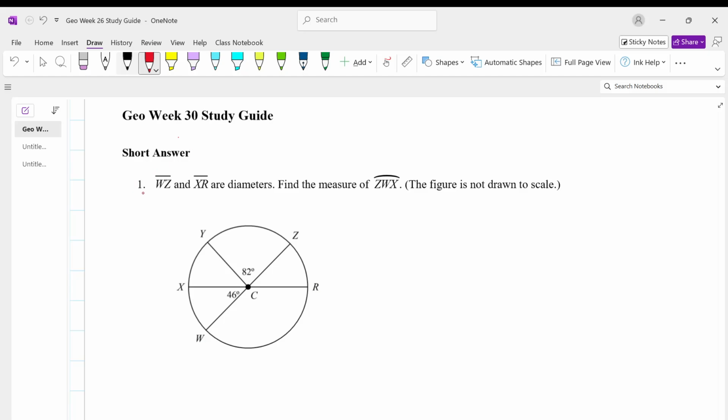Problem number 1. WZ and XR are diameters. All right, W to Z is a diameter, X to R is a diameter. Find the measure of arc ZWX. So we're starting at Z. We're going all the way around through W to X. So we need this arc right here.